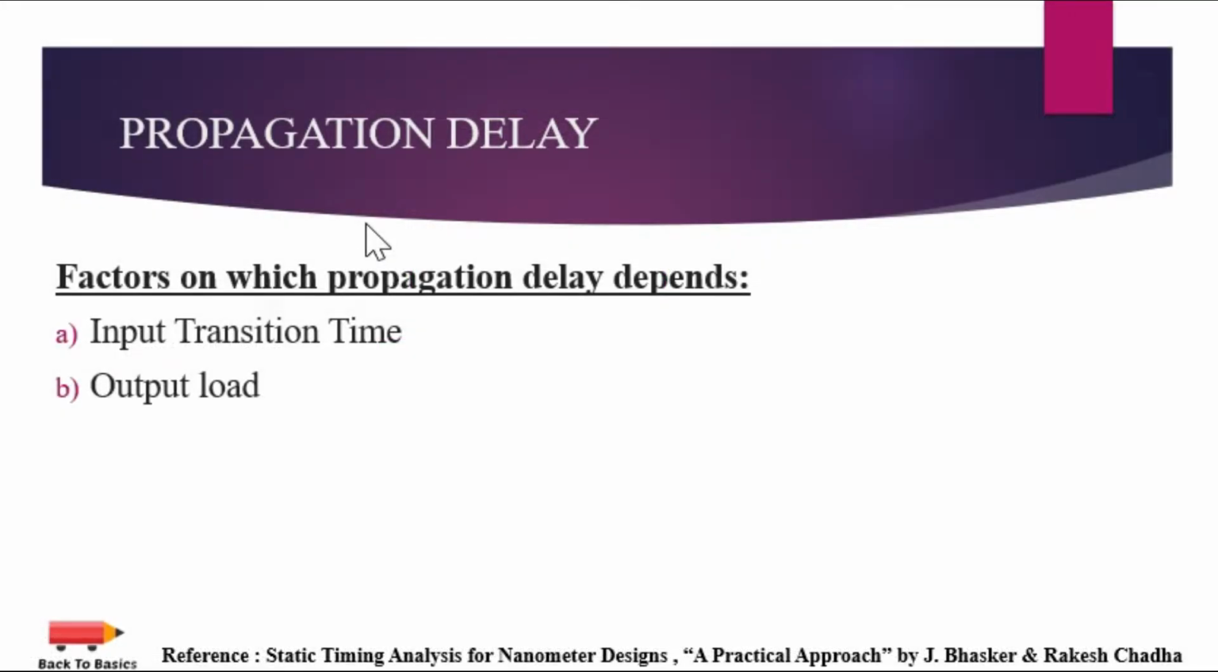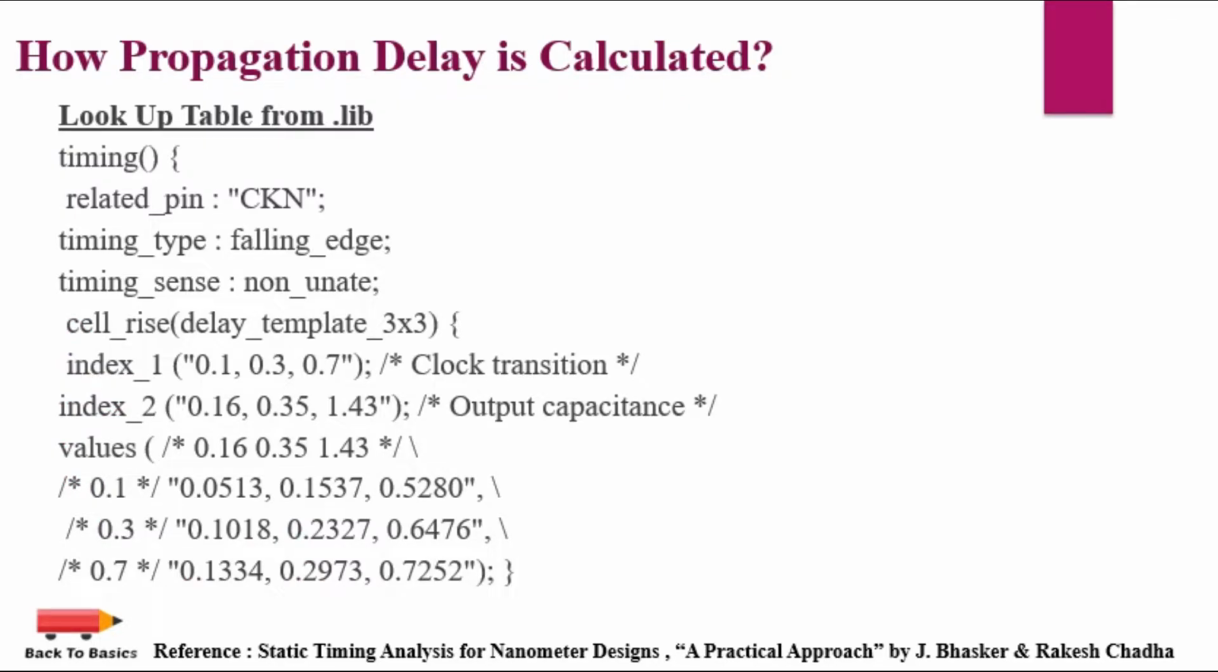So how exactly does the tool calculate propagation delay? Again from the .lib. In the .lib, for every cell arc there is a lookup table present which contains the propagation delay values for the corresponding transition time and the output load. So based on the input transition time and the output load, the corresponding propagation delay is picked up. If any exact value of the transition time or output load is not present in the lookup table, then the tool either interpolates or extrapolates the values based on the requirement.